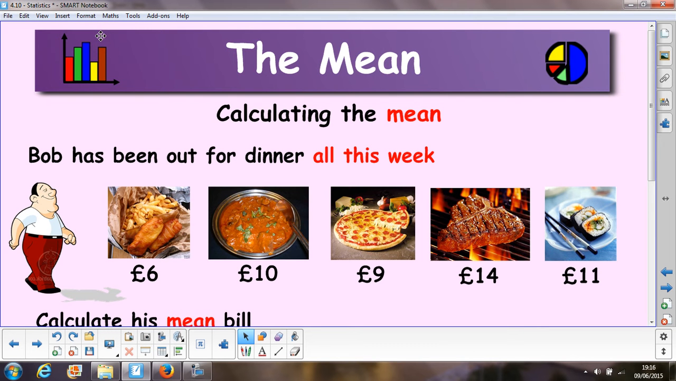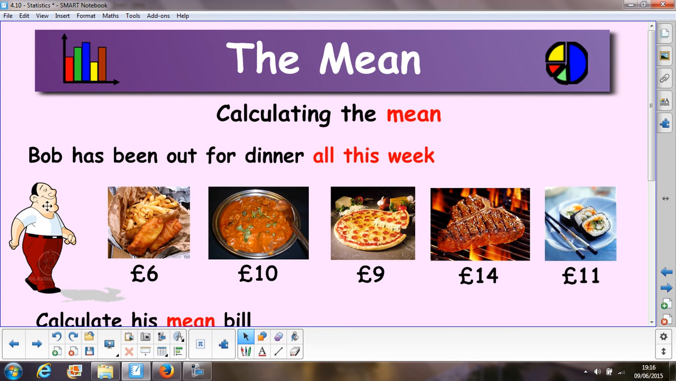In this lesson, we're going to look at calculating the mean and also doing some harder examples. We've met this before in level 3, but we're now going to look at it in level 4. So a wee brief revision of it first. To calculate the mean, basically this is the first type of average you come across. You add all the data values up and divide by how many there are.